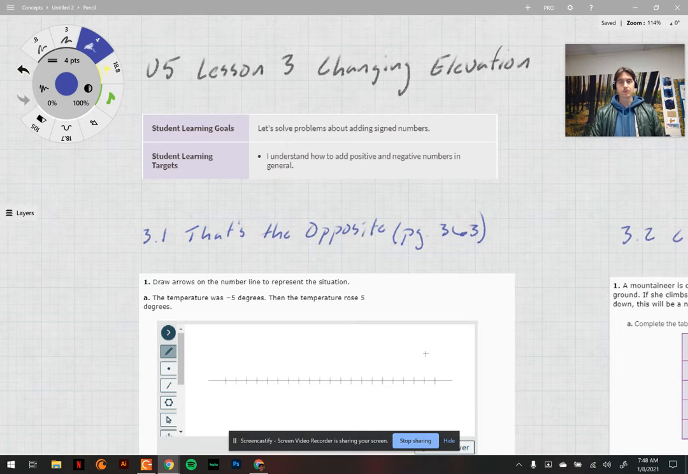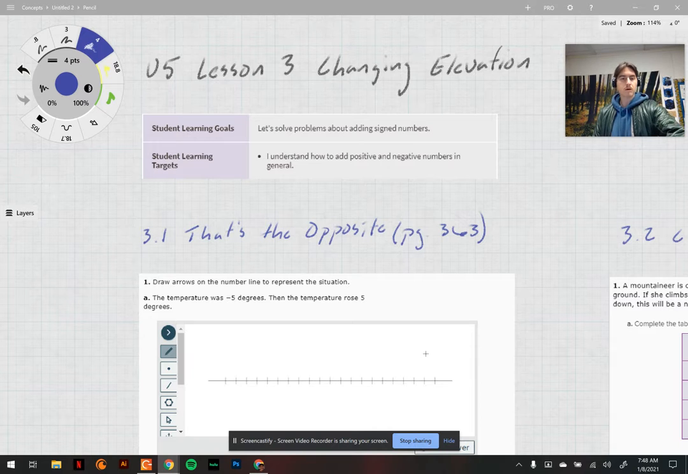We're going to be looking at lesson 3 today, changing elevation in unit 5. We're still going to be continuing looking at solving problems with signed numbers, but now we're going to be looking at adding them again with number lines still, and how we can add positive and negatives together, looking at the magnitudes. Magnitudes meaning distance away from 0, because the distance away from 0 is going to determine if it's going to be positive or negative.